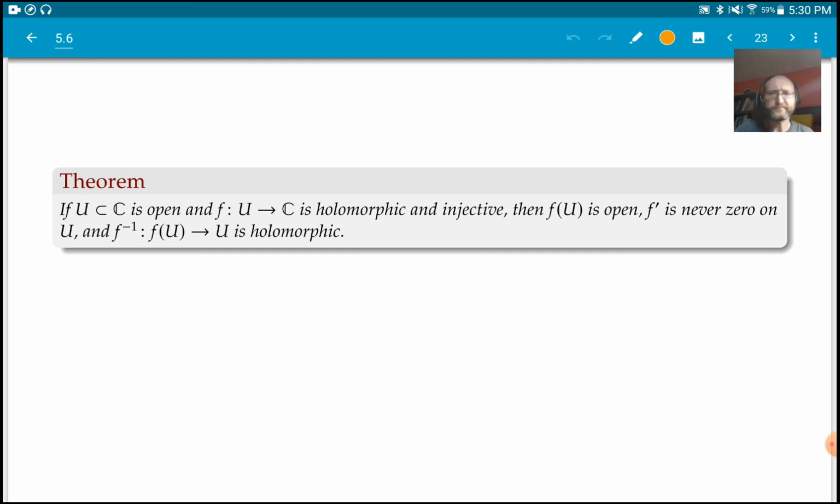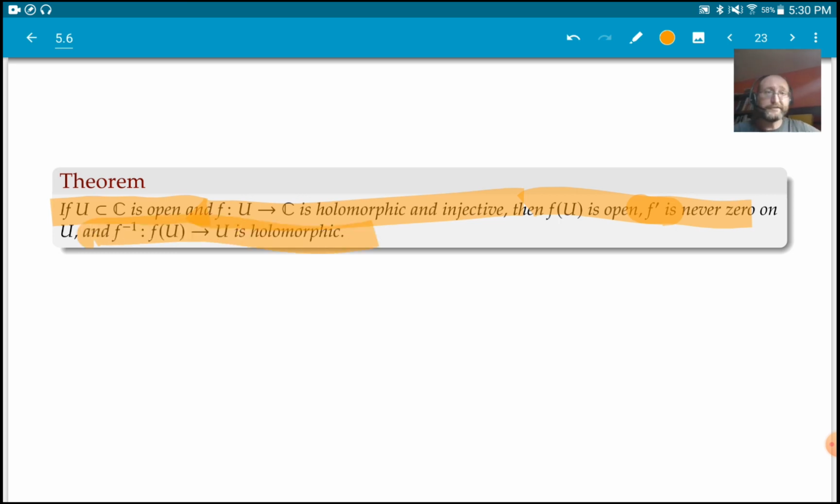Now let's prove the main thing that we want to prove in this section. It's kind of putting things together. If we have an open set and a holomorphic and injective function, then the image f(U) is open, f prime is never zero, and the inverse is holomorphic. And of course, the inverse is also injective, so you can apply the same thing there. So the derivative of the inverse also never vanishes, and so on.